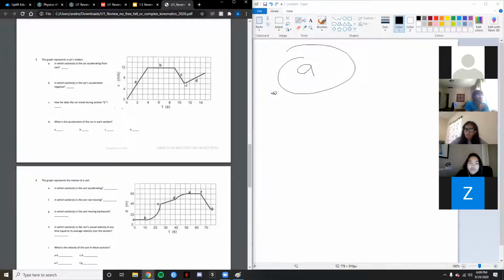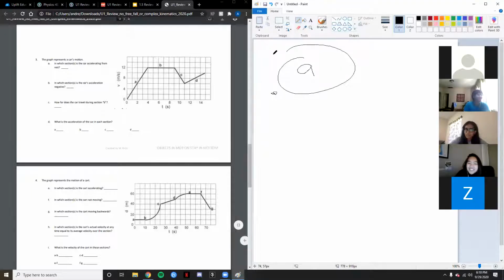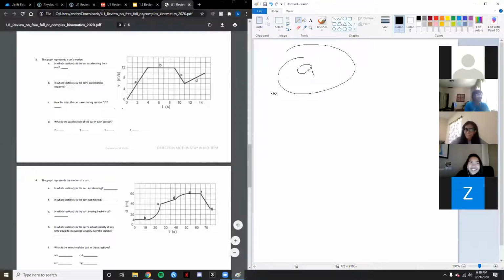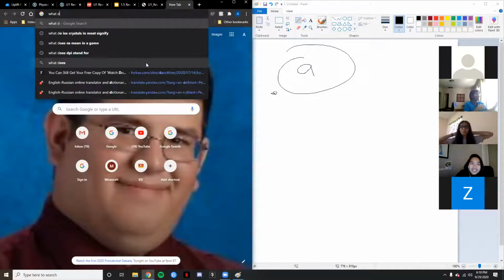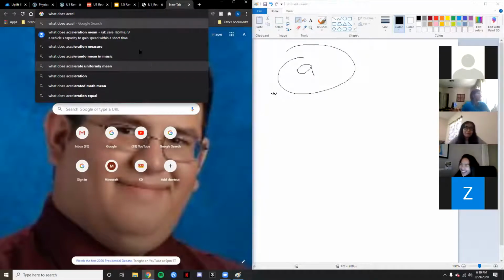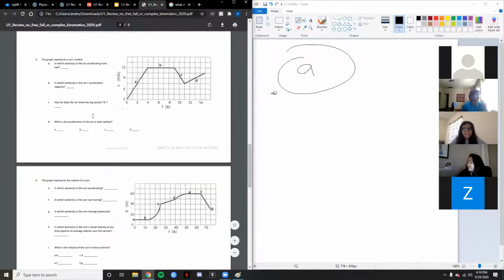Here's the thing, though. Acceleration just means change in velocity. Okay, get rid of the word deceleration. I promise you. The physics definition is the rate of change of velocity per unit of time. Get rid of the word deceleration from your mind. It just serves to complicate things. Acceleration just means change in velocity.